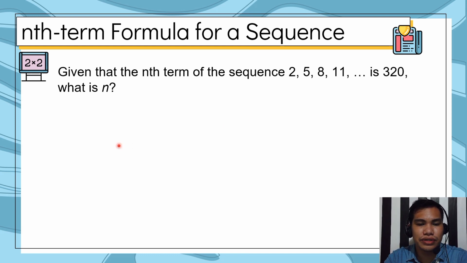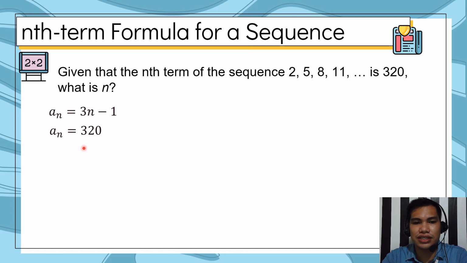We said that a sub n is equal to 3n minus 1. We already solved this earlier. Our formula for the nth term of 2, 5, 8, 11 is a sub n equals 3n minus 1. And then, the nth term is 320. Meaning, our a sub n is equal to 320. Since a sub n is equal to 3n minus 1, which is the formula we solved for 2, 5, 8, 11, and so on, and a sub n is equal to 320 as the question says.